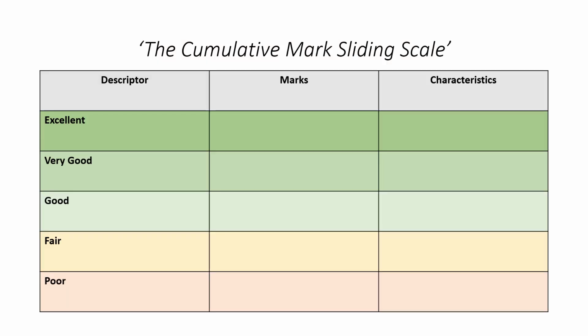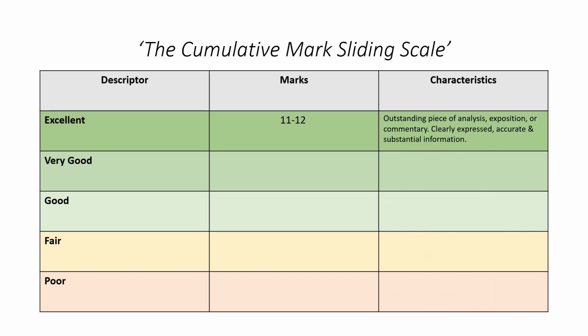The cumulative mark sliding scale will look like this in a little more student-friendly language. The examiner has to assign a descriptor to the paragraph that you've written. Our descriptors are down the left-hand column here, and each descriptor has a mark assigned to it. We're going to start at the top and work our way down to the bottom. If we look at the first descriptor, an excellent paragraph will receive 11 to 12 marks. And the characteristics of that excellent paragraph look like this.